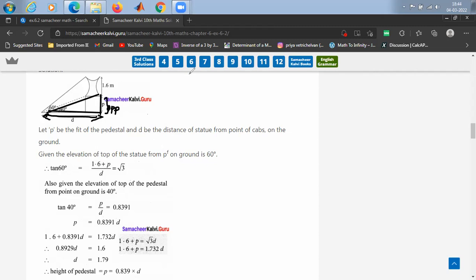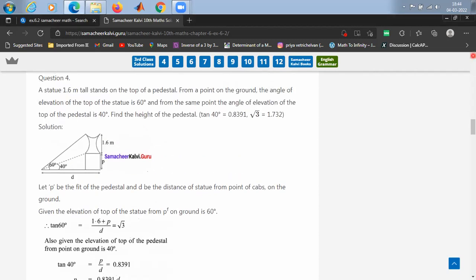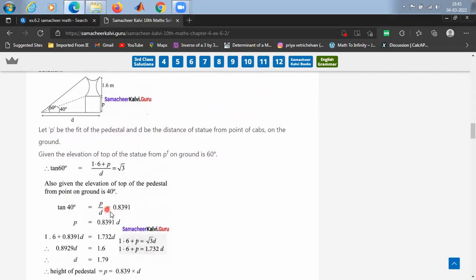I guess they gave you the value of tan 40 degree in the question itself. Yeah, 0.8391. For this kind of value, like 40, 50, they'll give you. They won't give you the value for 0, 30, 60, 90, 180 and all that. For these values, we need to learn the table by heart. For tan 40, they'll give you 0.8391. So from this, you can say P is equal to 0.8391 into D.